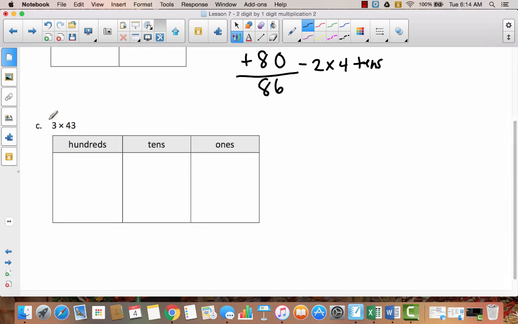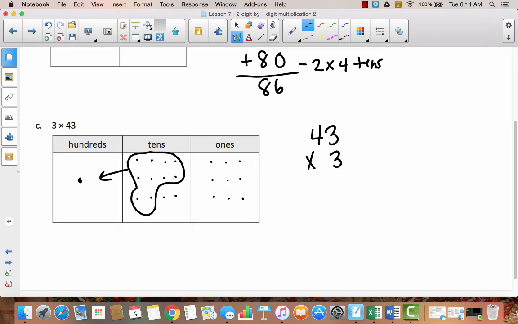Okay, let's take a look at C. All right, so this time we had 3 times 43. So I'm going to go ahead and put 43. But we have to do it 3 times. So here's 2 times. And here's 3 times. So you'll notice I end up with 9 ones, but over here I have 12 tens. So I can't have more than 9 in one place value group. So I'm going to bundle 10 tens and move them to the hundreds place. And now I have 2 tens.